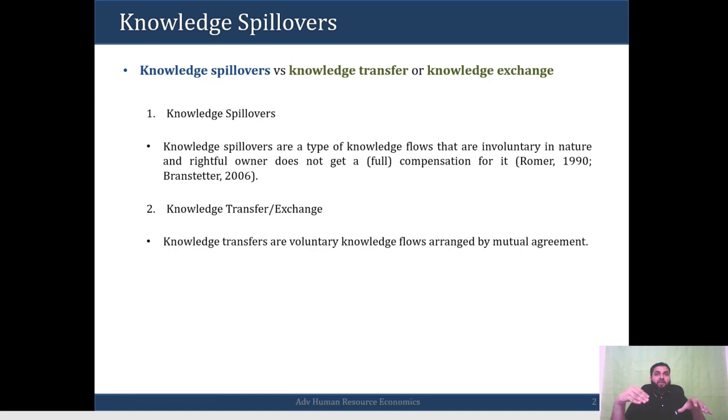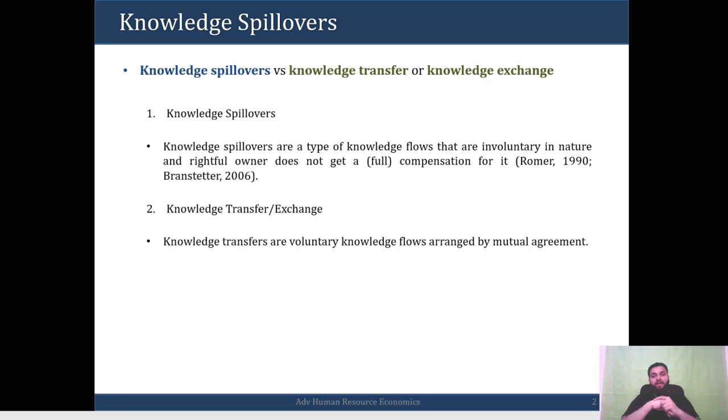So when they transferred their knowledge, the intention was that our workers will work for us. So we have to train them, and then they will work for us. So the company will make profit, for example. But what happens is that if some workers leave and join other companies, they transfer that knowledge to other companies. So that is one of the types of knowledge spillovers.